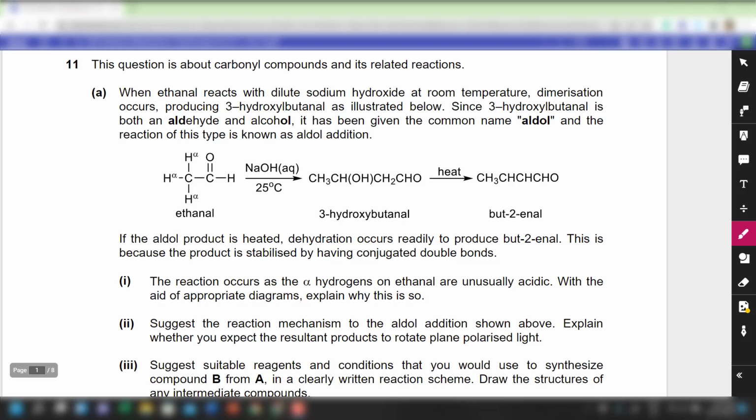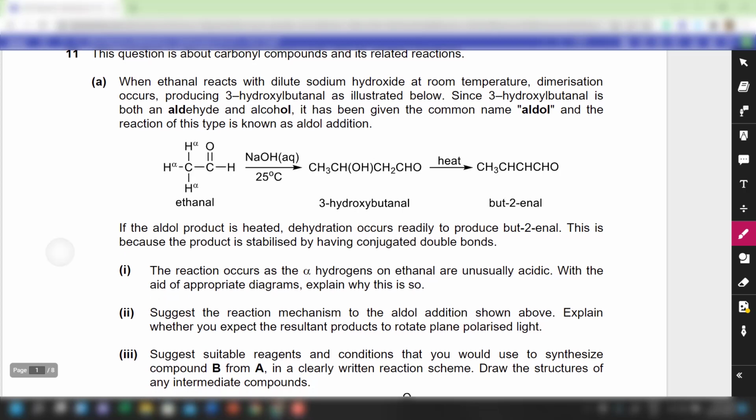Alright, students, let's review question 11 from the reaction mechanism tutorial. Okay, so we have question 11a. You are given this particular reaction. It reads: when ethanol reacts with dilute sodium hydroxide at room temperature, dimerization occurs. Okay, so some form of dimerization occurs, and it produces 3-hydroxybutanol as illustrated below. So below, the reaction scheme gives you the formation of 3-hydroxybutanol.